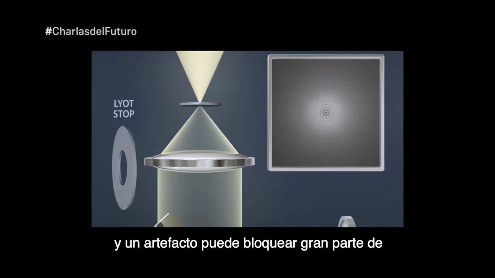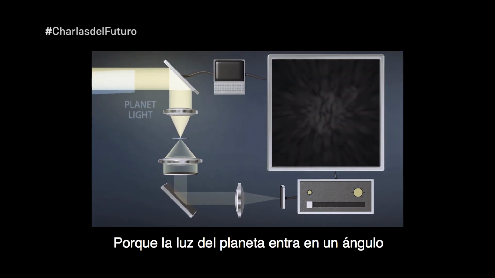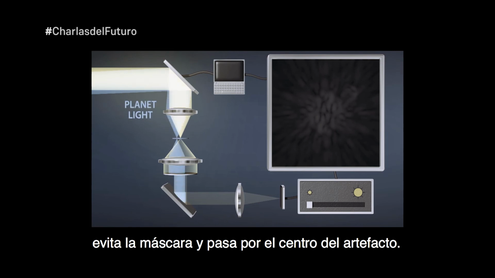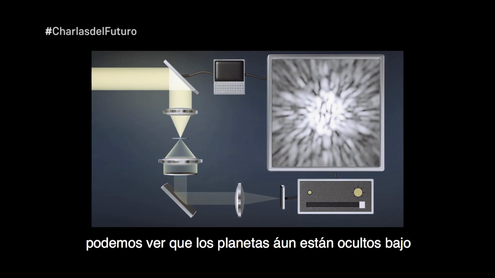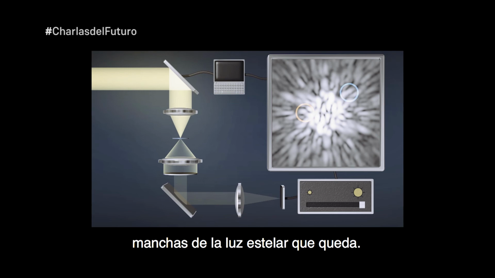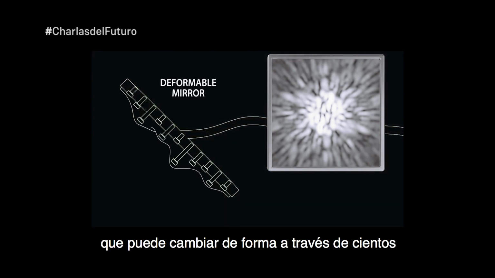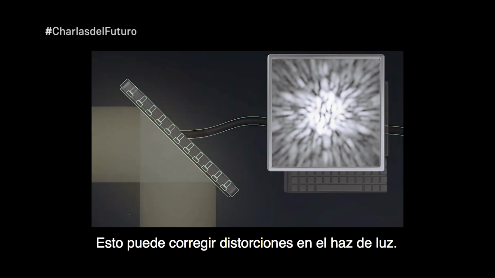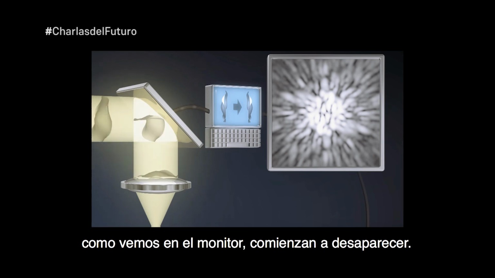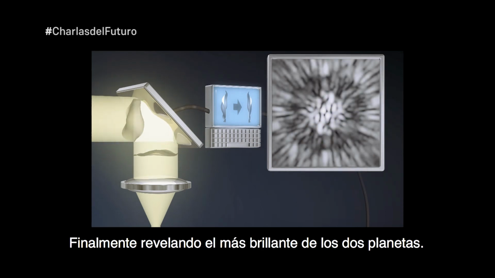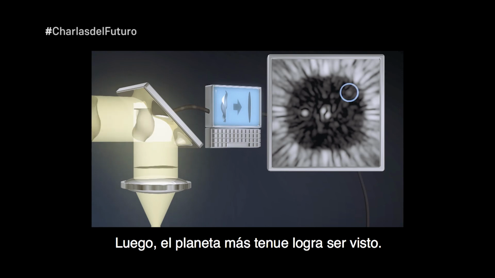A washer-shaped device can now block most of the rest of the star's light. Because the planet's light comes in at an angle, it misses the mask and passes through the center of the washer. But when we turn up the image signal by collecting more light, we can see that the planets are still hidden under blobs of leftover starlight. To remove these blobs, the coronagraph has a special deformable mirror that can change shape by using hundreds of tiny pistons. This can correct distortions in the light beam. As the mirror deforms, the blobs of light as seen in the monitor slowly begin disappearing, finally revealing the brighter of the two planets. Afterwards, the fainter planet also comes into view.